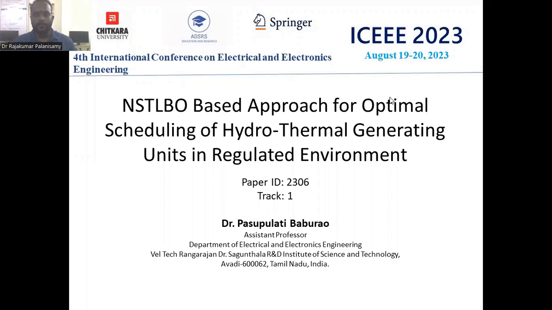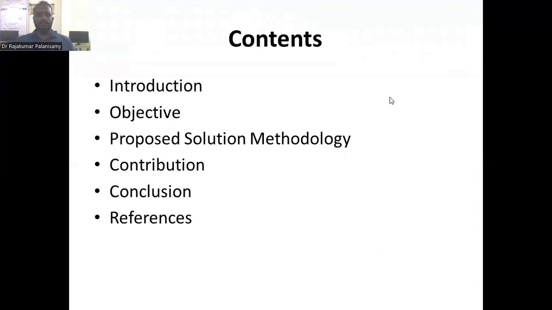Myself, Dr. P. Baburao, working as assistant professor in the EEE department at Veltech Rangarajan Dr. Sagunthala R&D Institute of Science and Technology, Avadi, located in Chennai. The main title is Non-NSTLBO based approach for optimal scheduling of hydrothermal generating units in a regulated environment. In this, I am going to explain the main content: introduction, objective, proposed solution methodology, contributions, conclusions, and references.